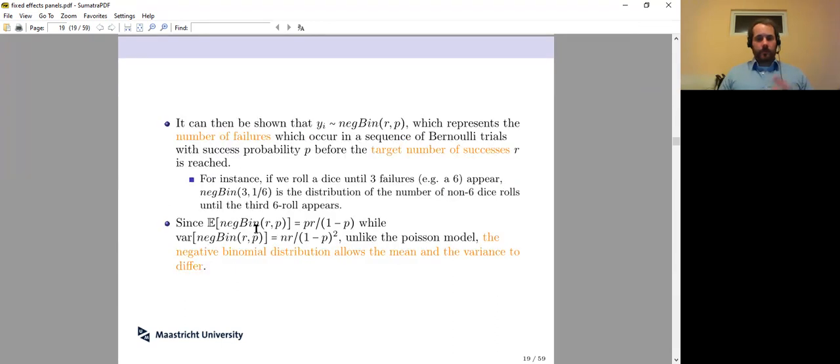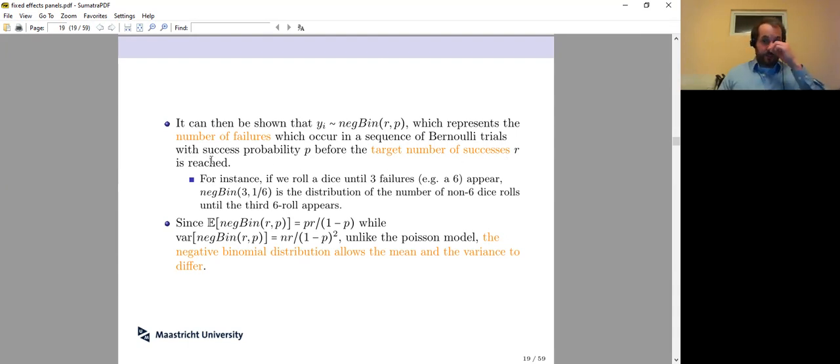It can then be shown, so we don't go through the whole calculations here. You can actually check this out in Cameron and Trivedi, so they do a very nice exposition of these models. It can be shown that our y_i then doesn't have a Poisson distribution, but it has a negative binomial distribution. And what does the negative binomial normally measure? It represents the number of failures which occur in a sequence of Bernoulli trials with success probability p before the target number of successes r is reached.